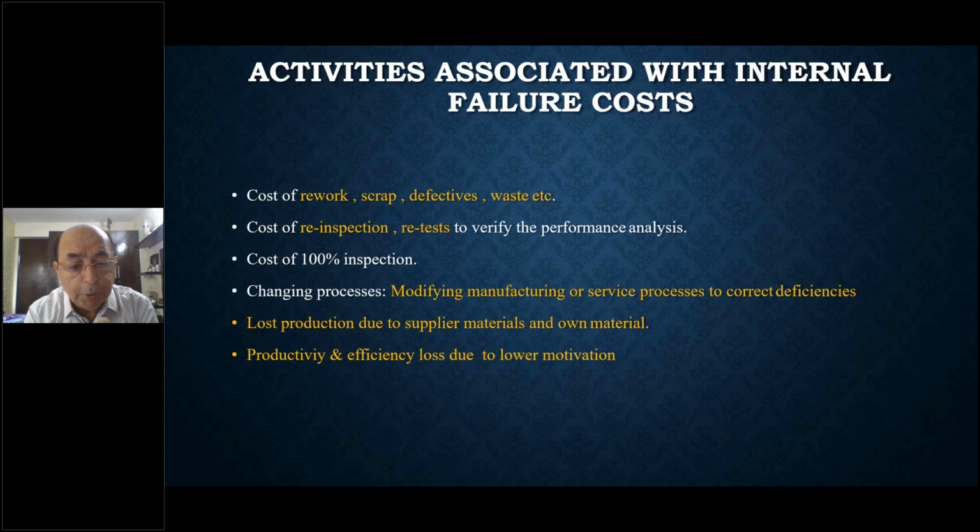CEOs' cost of quality can identify quality improvement candidates and the success of projects. If there are 30 projects happening, which project is more successful in terms of financial benefits?